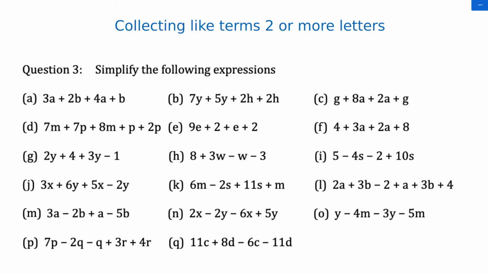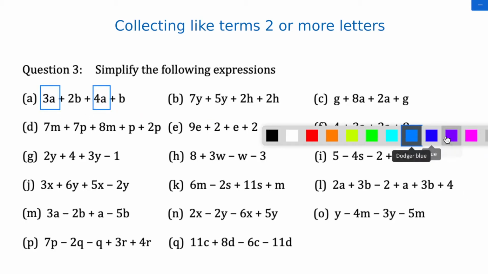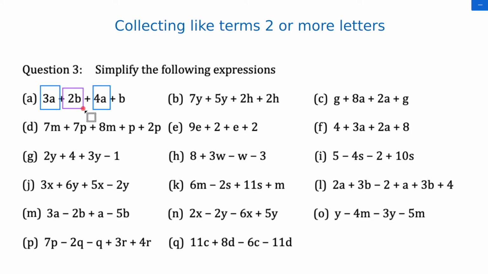So in this activity, you have a little bit more than one letter, but the method of doing it is the same. Okay, so let's just do everything visually. And I'm gonna pick one blue. So 3A and 4A are like terms because they have the same letter. Then we have 2B and we have B. They're also like terms because they have the same letter.